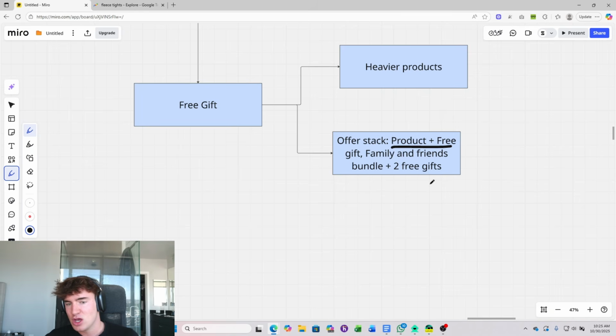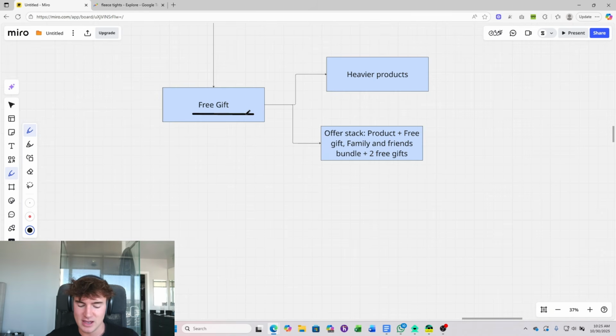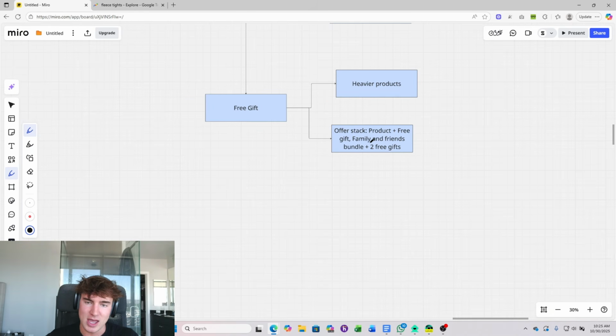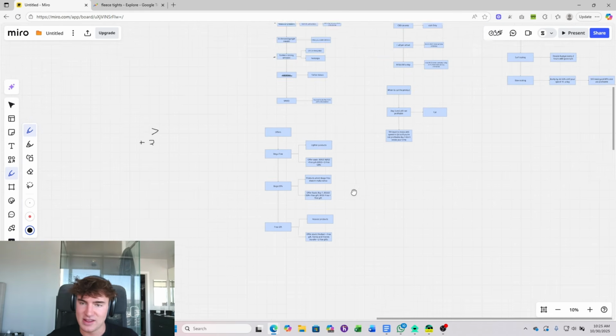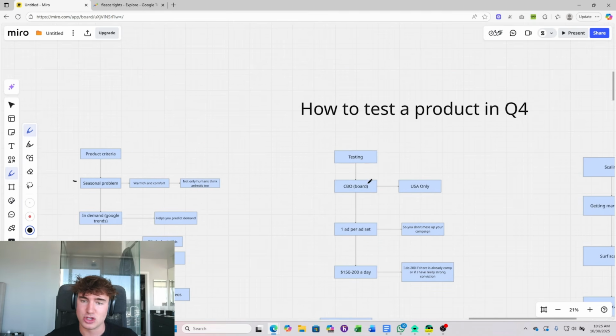two free gifts. You guys always want to make sure on these free gifts, again, that they are light and cheap weight. You do not want to be selling a free gift that is heavy, because again, it will raise your COGS and lower your profit margin, and that is something that we do not want to happen.